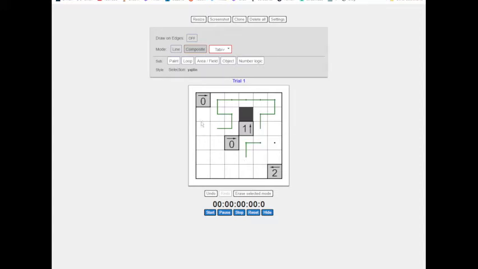And now, shaded cells do not need to be pointed at by a clue. They can just be anywhere. So this cell could never be part of the loop, so it must be shaded.